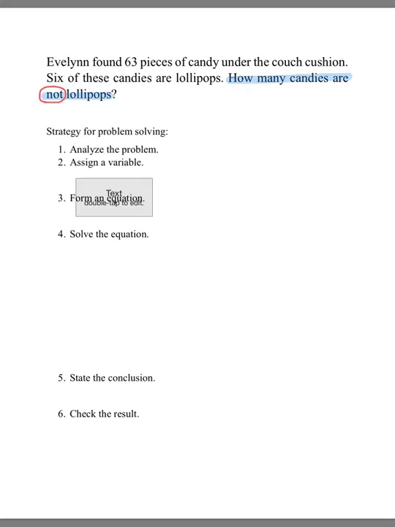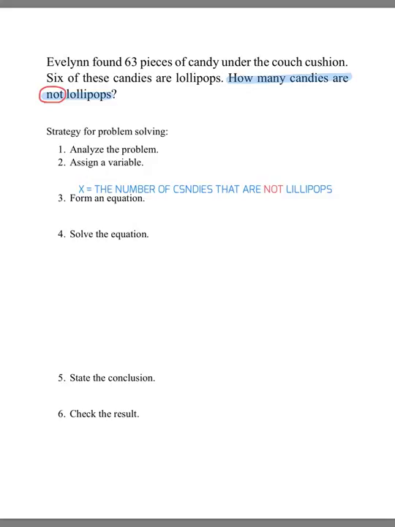Okay, so now that we know what it is exactly that we want to find, we know what our variable is going to represent. Again, we could use any letter in the alphabet. We'll go ahead and use X. Let me color code that to match our blue. So now X is going to equal the number of candies that are, and now this is where the color comes in, not lollipops.